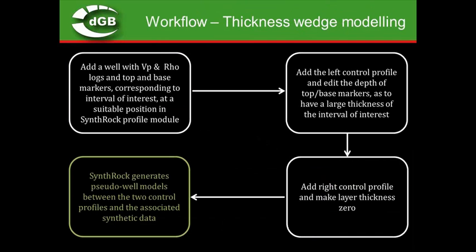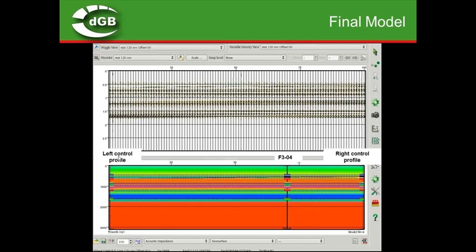Now SynthRock will generate suitable models in between the two control profiles and the associated synthetic data. And this is how your final model will look. You have your left control profile, the F34 well, and the right control profile. And in the upper part, you have synthetic data corresponding to the model.